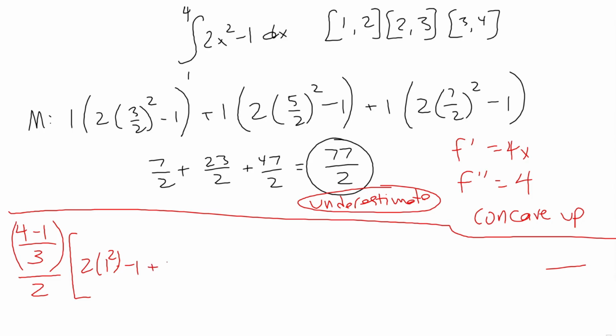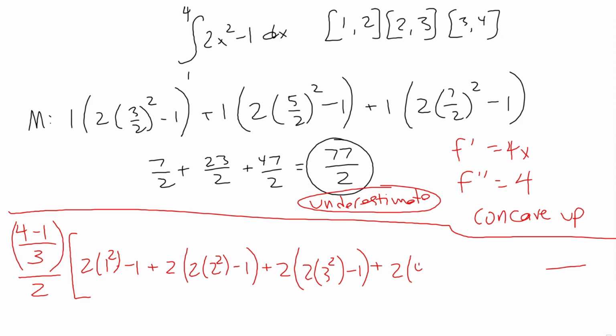And then plus 2 of our second y value. So that's going to be 2 times 2 times 2 squared minus 1. And then 2 times the next one, that's going to be 2 times 2 times 3 squared minus 1. And then our last one, which is the one at 4, we just do 1 of. So this will just be 2 times 4 squared minus 1. And whatever that comes out to be should be our final trapezoidal approximation here.